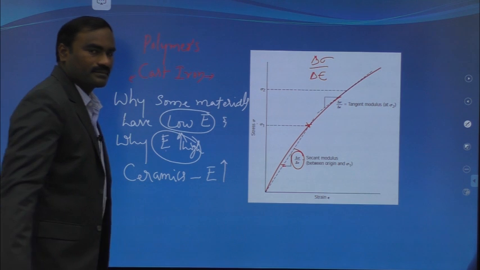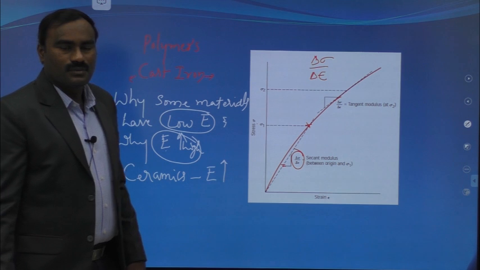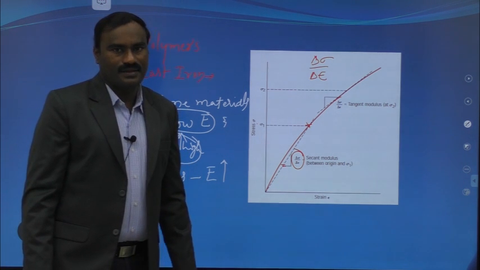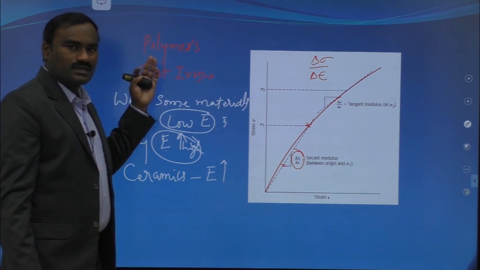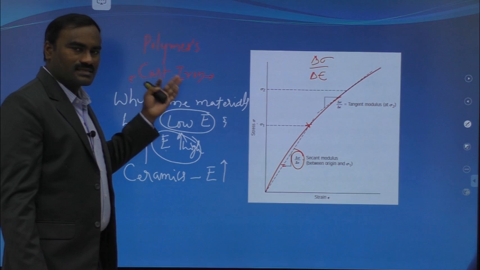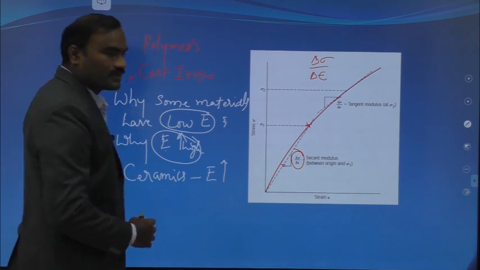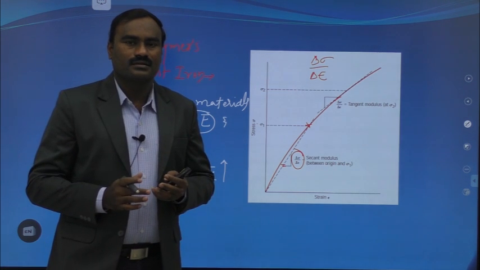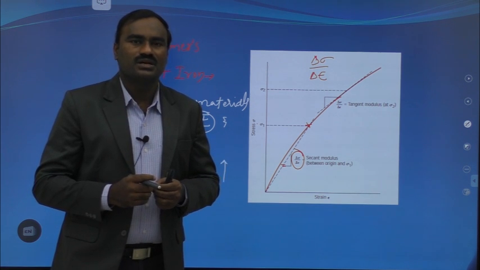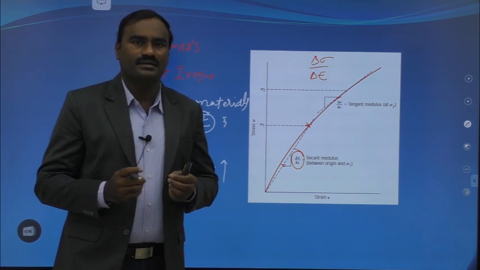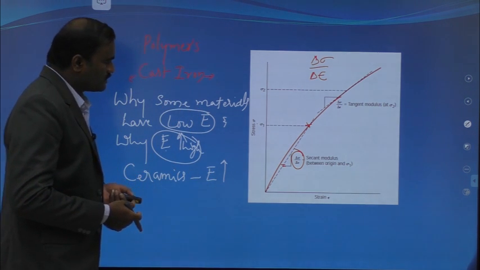Most ceramics have a very high E value. Similarly for metals also, the modulus of elasticity is high. Whereas if you take polymers, rubbers, cast iron, cement, they have a low value of E because the bonding or the bond strength between the atoms of those particular solids is not strong. So the Young's modulus of those materials is low.